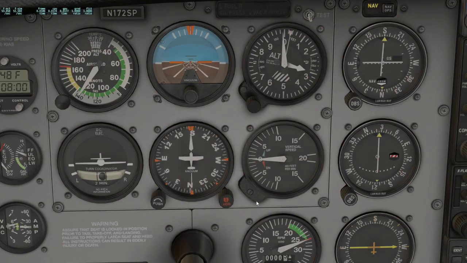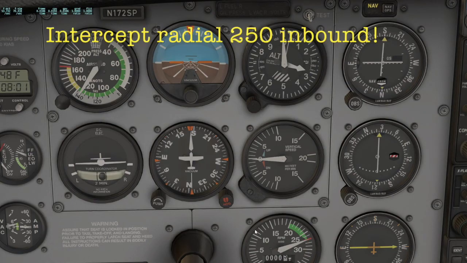And you've been instructed by ATC to intercept, let's say, radial 270. Let's make it a little bit harder. There's no need to select east, west, north, and south. Let's say you've been instructed to intercept radial 250 inbound. 250 inbound. Great.